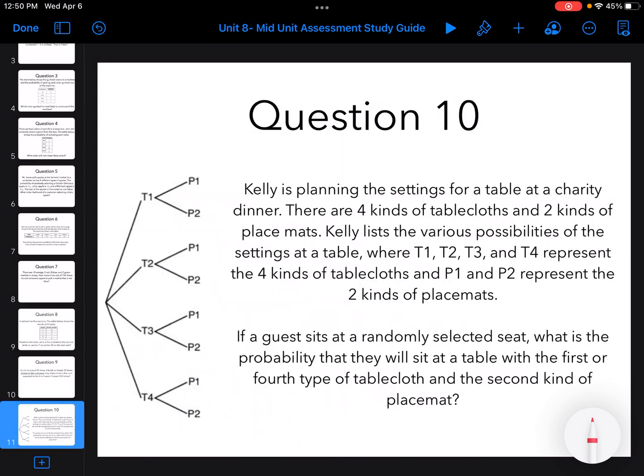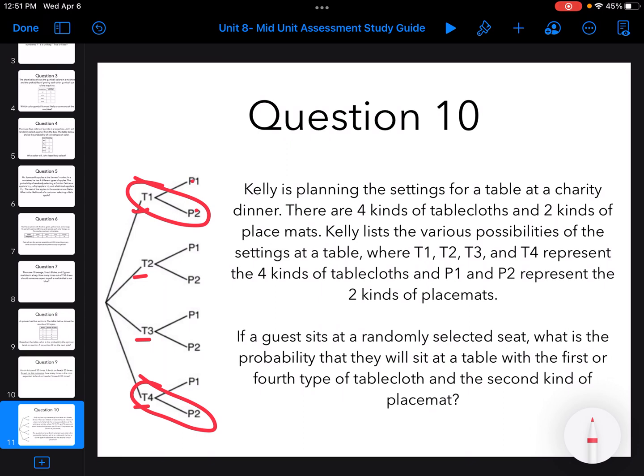All right, Kelly is planning the settings for a table for a charity dinner. There are 4 kinds of tablecloths, and you can see that here, tablecloth 1, 2, 3, and 4. And she lists off the different possibilities. And then there are 2 different placemats, so she lists those off too. If guests sit randomly, what is the probability that they will sit at a table with the first and fourth kind of tablecloth and the second kind of placemat? So that would be this one and this one.